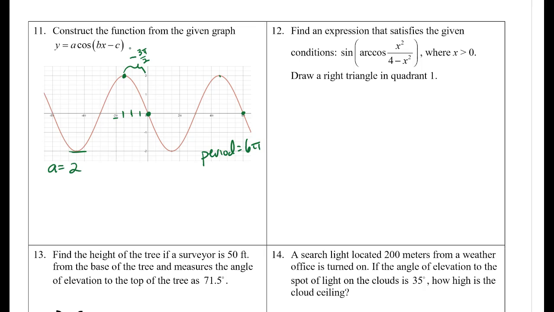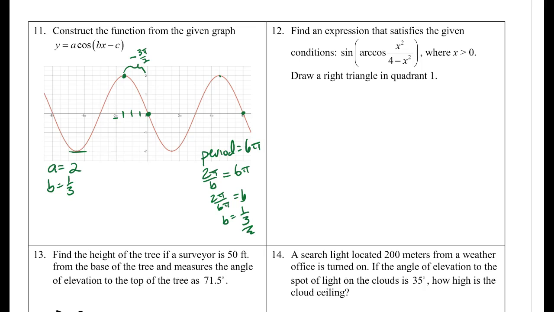So let's start with the b. We know that the period is 2 pi over b, and that was equal to 6 pi. So if we solve for b, I get 2 pi over 6 pi equals b, so b has to be 1/3. There's my b value. So I have a, I have b is 1/3. The only thing I need to find is c.